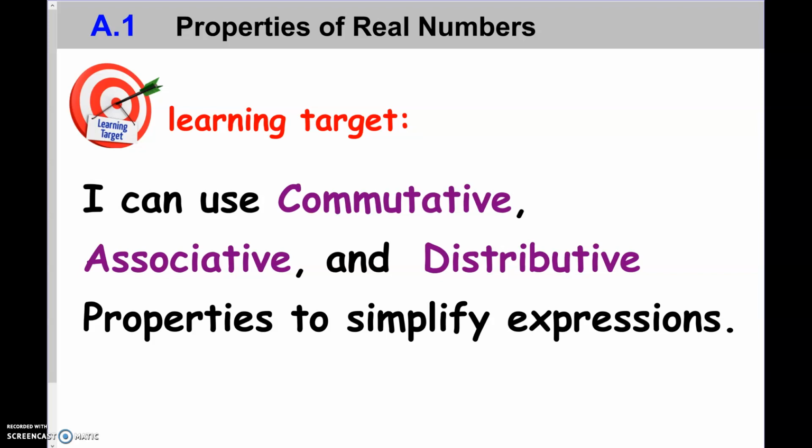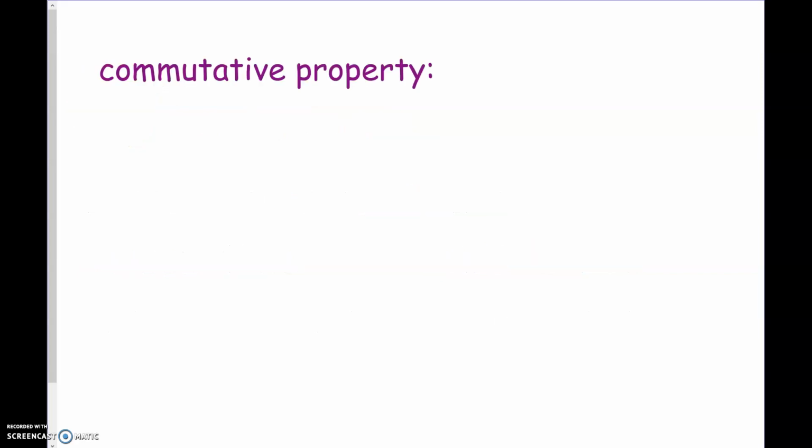Today we are going to be talking about properties of real numbers. The three properties that we're going to talk about are commutative, associative, and distributive. Your learning target for today is: I can use the commutative, the associative, and the distributive properties to simplify expressions. All right, what is the commutative property?